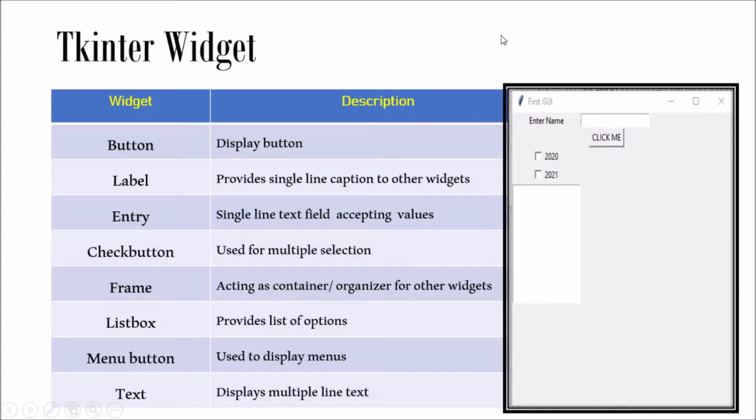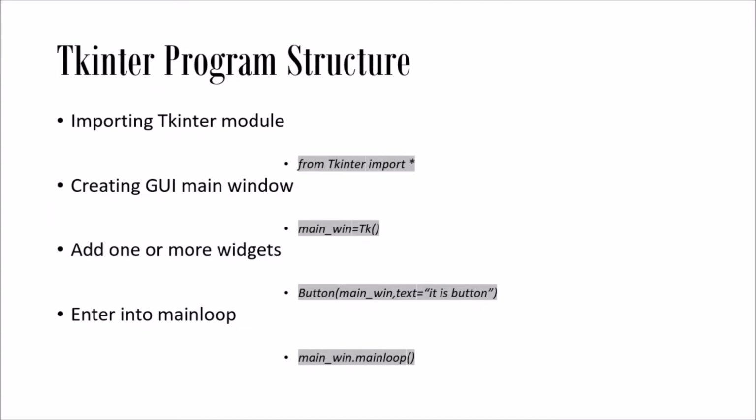Now after Tkinter widgets, the next part is the Tkinter program structure. First of all, you have to import the tkinter module. In every program you have to import the tkinter module. How can you import the tkinter module? You can write from tkinter import *, or you can write import tkinter. From tkinter import * means you are importing everything from tkinter.